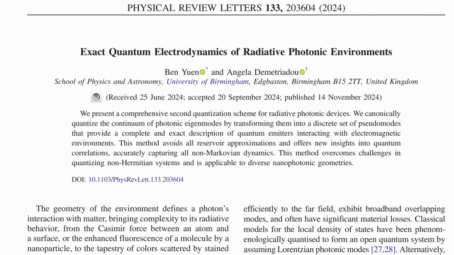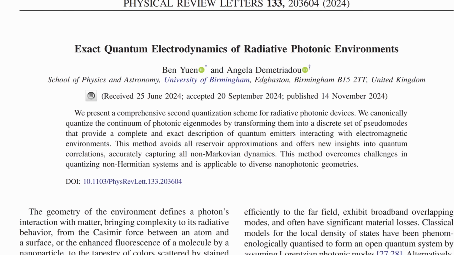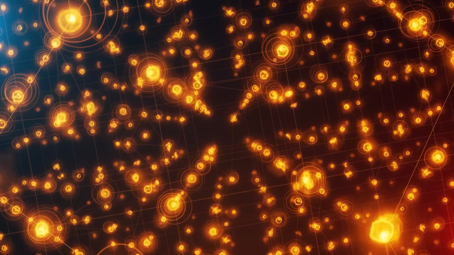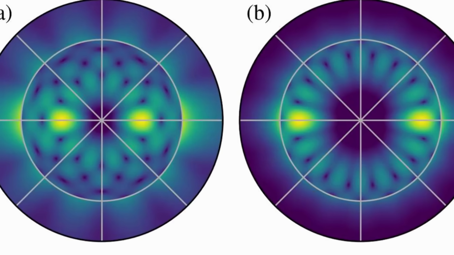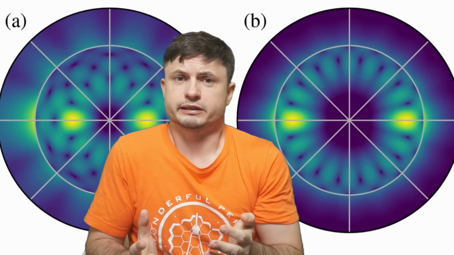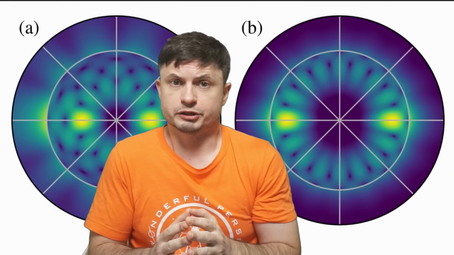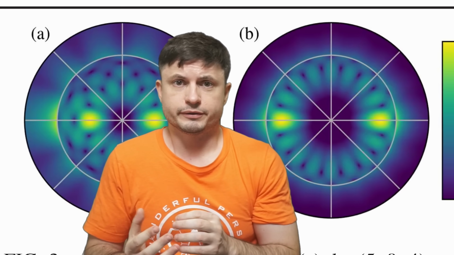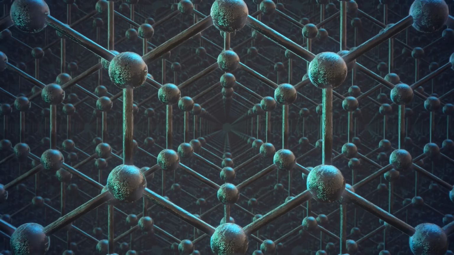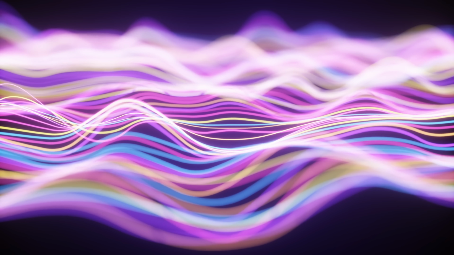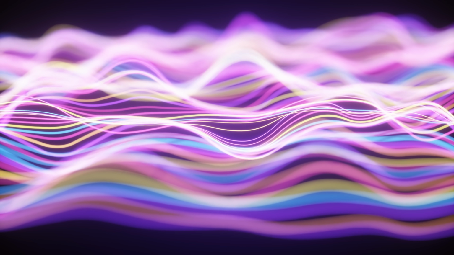The main premise of this new study, which you can find in the description, by Ben Yuen and Angela Dimitriadou, was to come up with a framework to explain the interaction between light and matter at a quantum level, and to establish various quantum interactions between atoms and photons, focusing on the geometry and optical properties of the environment, and the effects all of this has on the propagation of photons, including how they change their shape, color, or how they can even exist.